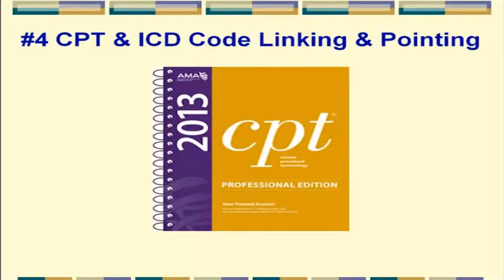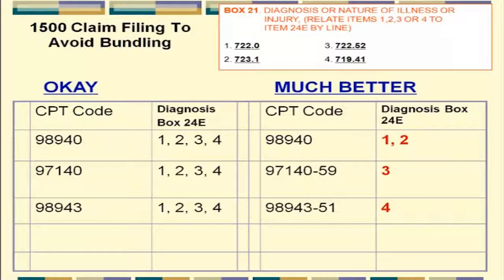Let's go to step 4, CPT diagnosis code linking and pointing. So you see here at the top we have box 21 that has 4 diagnosis codes. And now we are performing certain procedures. So my recommendation is you point to the diagnosis codes that you're performing the procedure on. So on the right side you see the 98940. That's going to diagnosis codes 1 and 2 to the neck. 97140 to the lower back. That's a 722.52. And 98943 is pointing to the shoulder pain, 719.41.